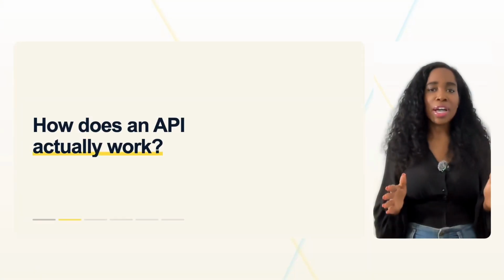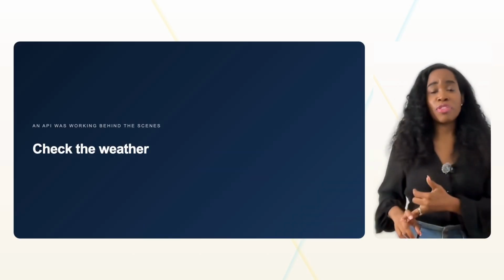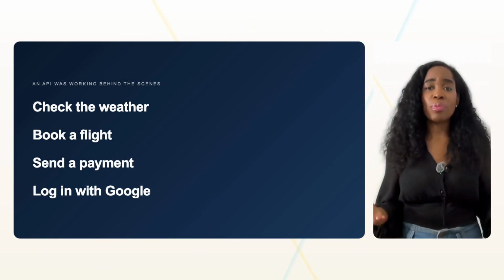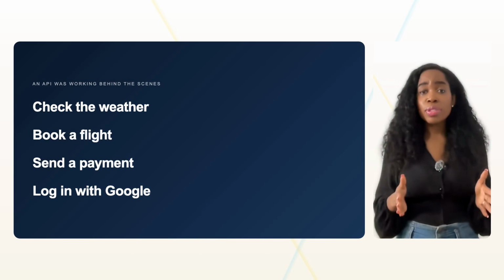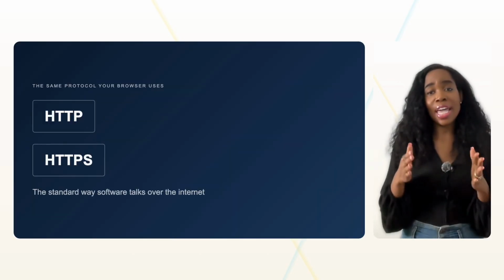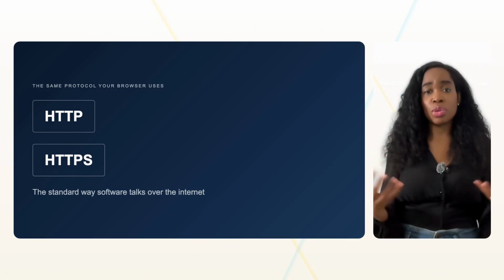For decades, APIs have been the backbone of modern software. Every time you check the weather, book a flight, send a payment, or log into a website with your Google account, there's a good chance an API was working behind the scenes. Most APIs communicate over HTTP or HTTPS, the same protocol your web browser uses every time you visit a website. You don't need to know the technical details, just know it's the standard way software communicates over the internet.